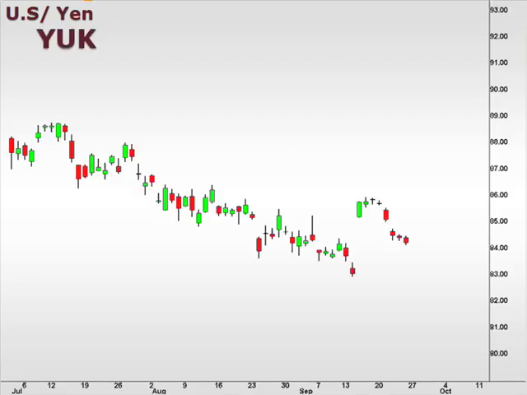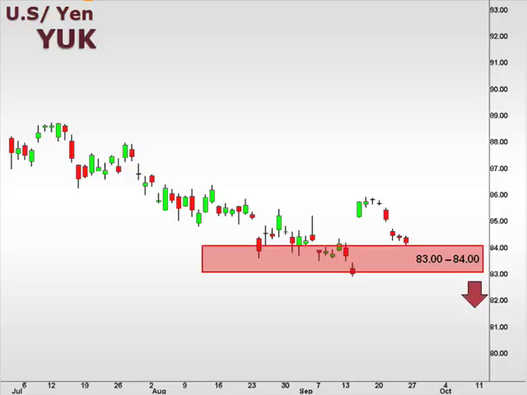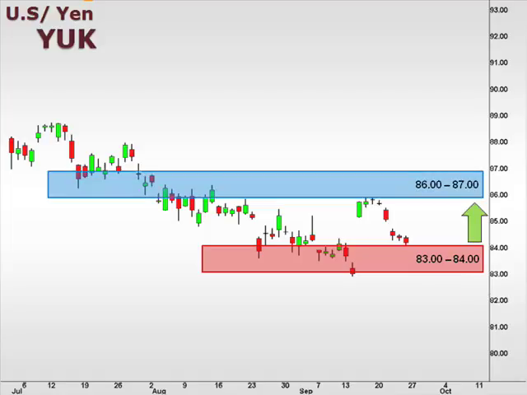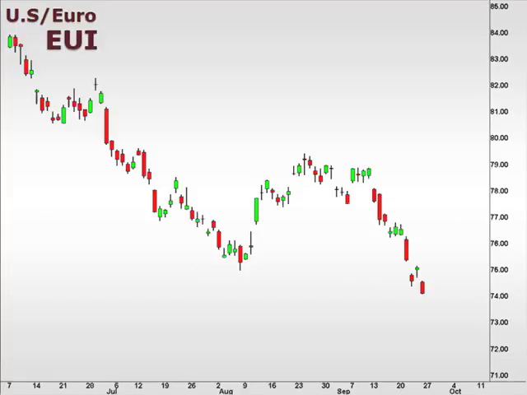Next up, the YUK, the U.S. versus the Japanese yen. Well, we saw the YUK slip lower to find support within this 83-84 focal zone, and a break below that is going to lend credibility to the continuation of the downtrend that has been in force for quite some time. Of course, a support at 83-84 and a bounce is likely to meet with some resistance at 86-87, and we would clearly need to see a break above this level to consider any sort of a bigger picture change in direction.